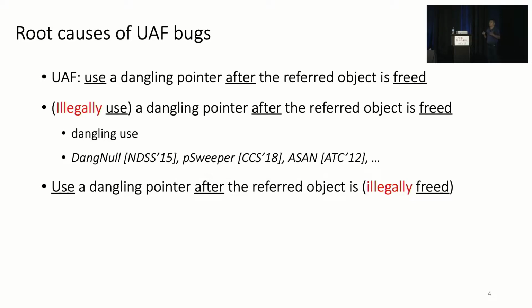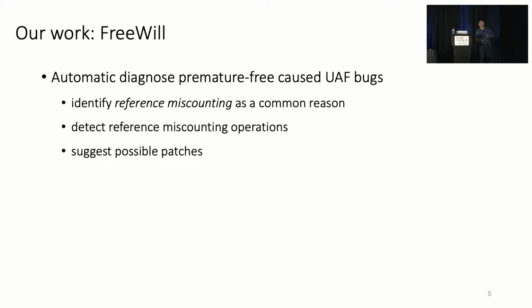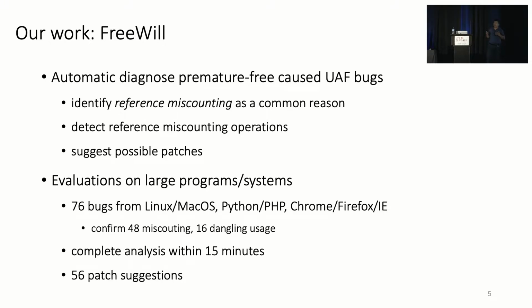So we call this a premature free, and we realize there's no previous work trying to understand the root cause this way. So we propose a tool called FreeWill that tries to diagnose the premature free caused use of free bugs. We realize reference miscounting could be the common reason leading to premature free. We design a tool to detect the reference miscounting, and we can suggest possible patches. We applied our tool on a large number of bugs from browsers, operating systems, and language interpreters, and we can finish analysis within reasonable time and provide useful diagnoses and patches.